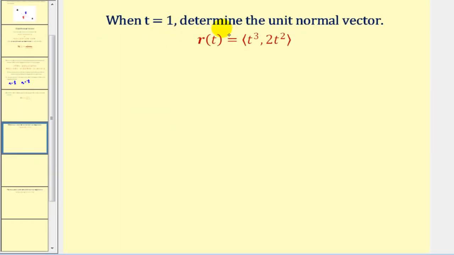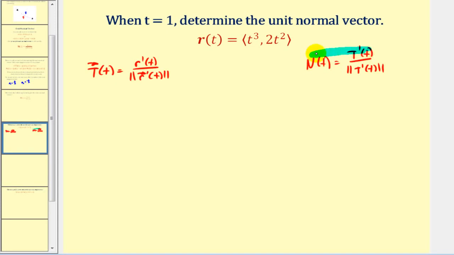When t is equal to 1, we want to determine the unit normal vector. So this is what we want to find when t is equal to 1. But before we determine the unit normal vector, we first have to find the unit tangent vector valued function, as we see here on the left. So let's start by doing that.